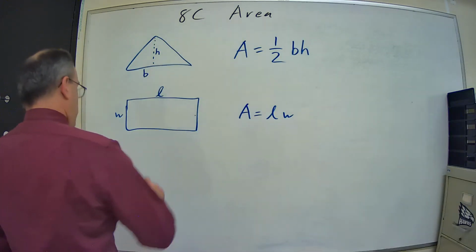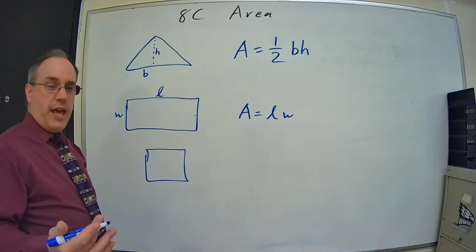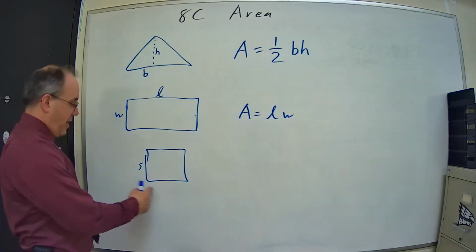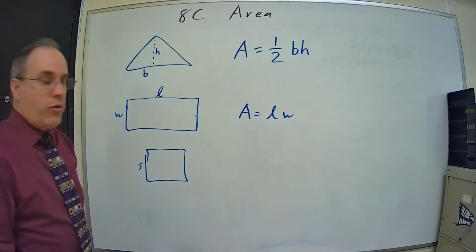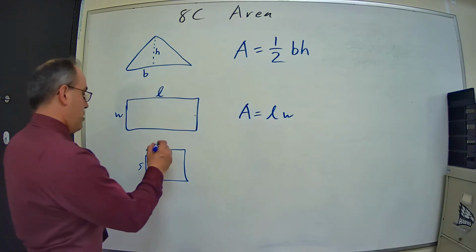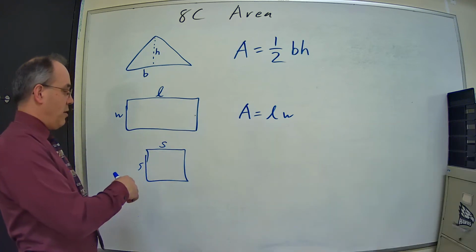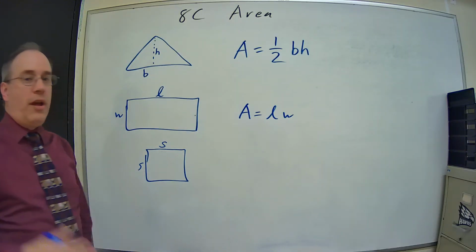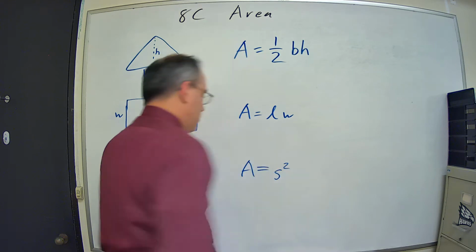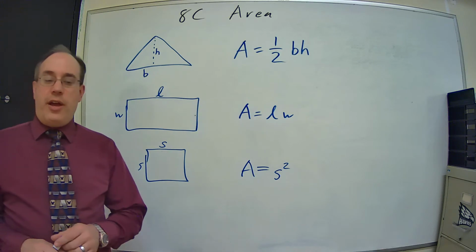For a square, remember that the length of all the sides was the same. We use S, and I'm going to stick with that. Remember a square is just a special case of a rectangle. So really, the area is equal to the length times the width, which is S times S, or S squared. So the area of a square is just the length of a side squared. And that's going to give us the area.